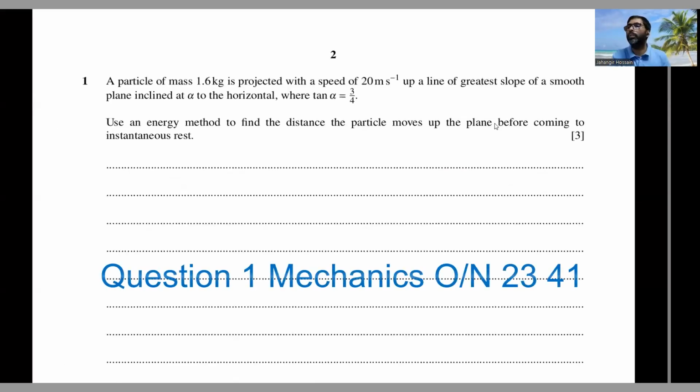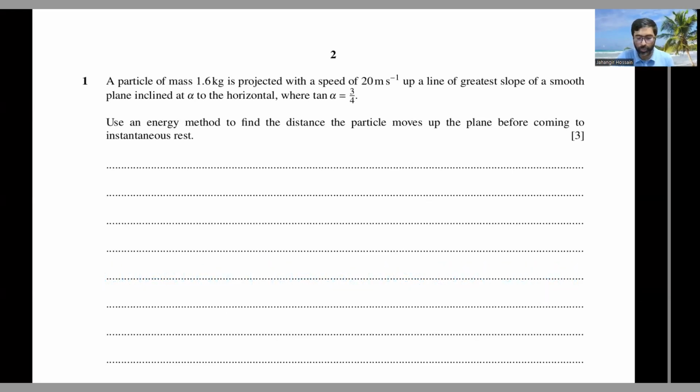In question 1, it says a particle of mass 1.6 kg is projected with a speed of 20 centimeters per second up a line of greatest slope of a smooth plane inclined at alpha to the horizontal, where tan alpha is equal to 3 by 4. Use an energy method to find the distance the particle moves up the plane before coming to instantaneous rest. To visualize this sum, let's present it on a rough diagram.